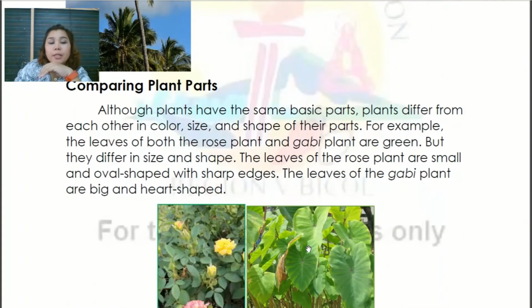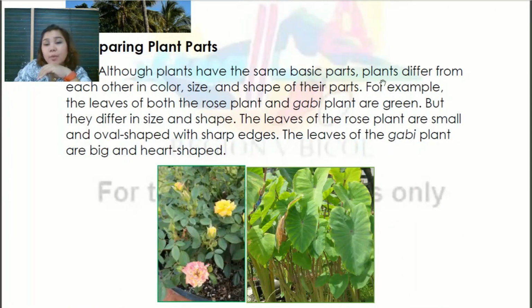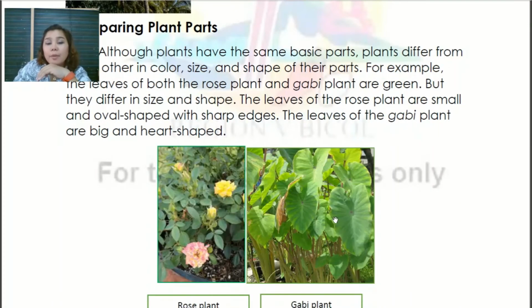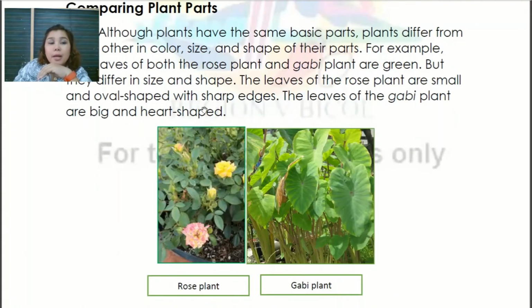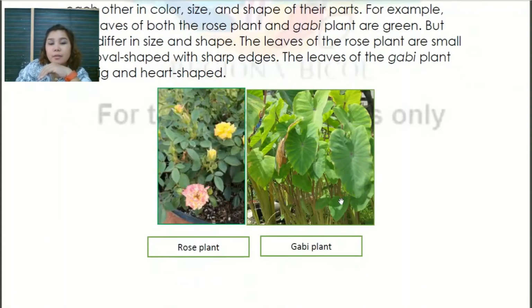Okay, comparing plant parts. Although plants have the same basic parts, plants differ from each other in color, size, and shape of their parts. For example, the leaves of both the rose plant, look at the picture below, and gabi plant are green, but they differ in size and shape. Take a look at how they look. The leaves of the rose plant are small and oval shaped with sharp edges. So yan ang leaves. The leaves of the gabi plant are big and heart-shaped. So the leaves in terms of size and shape, they differ.